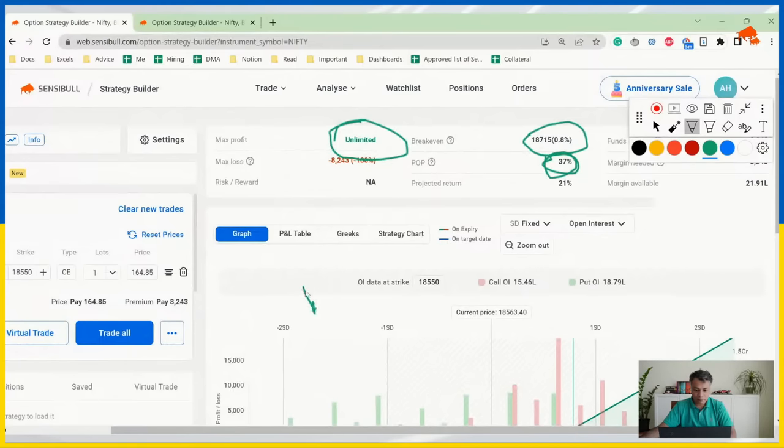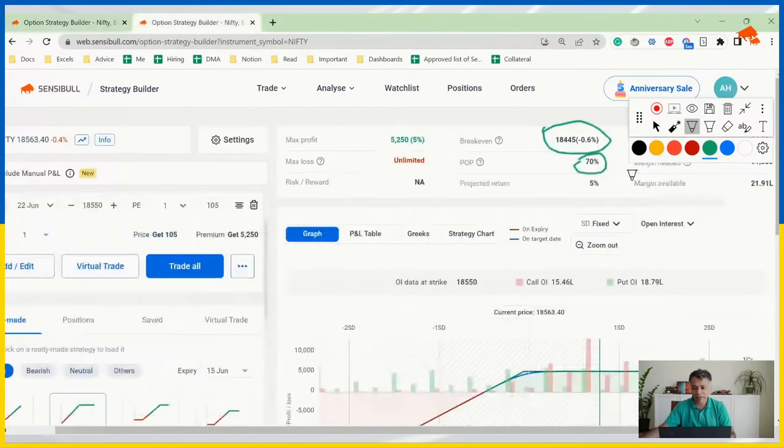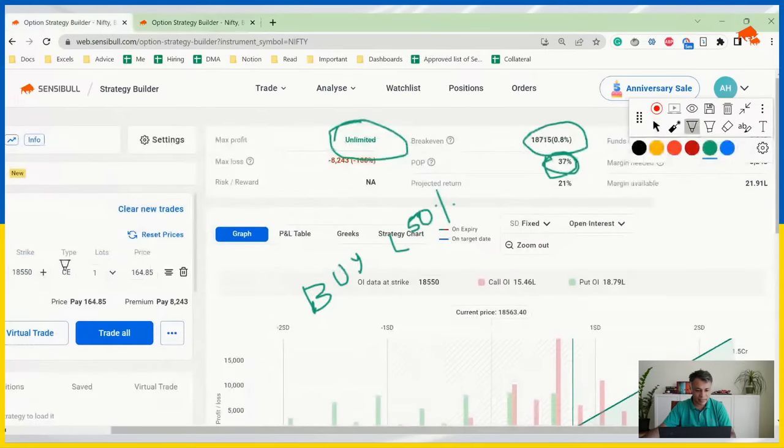So buy, less than 50%. Because I have magnified my screen, my pen is behaving weirdly. Whereas every sell option across the board has a probability of profit of greater than 50%. POP greater than 50%. Now that is because if you buy this option, so I'll just change it slightly. I'll make it an 18,600 put, and I'll make this an 18,600 call.